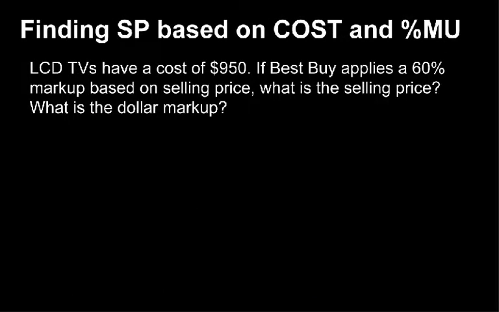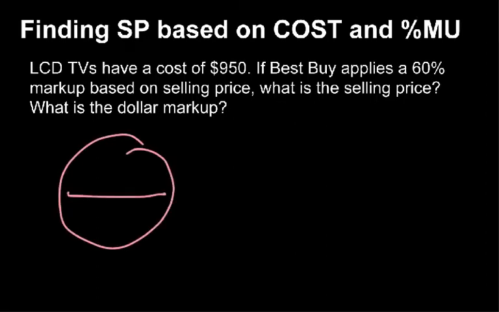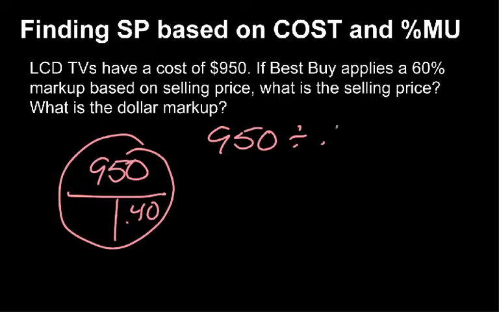Okay, and another example says LCD TVs have a cost of $950. If Best Buy applies a 60% markup based on selling price, what is the selling price and what is the dollar markup? Well, let's find the selling price first. We know the cost is $950, so that goes as our portion. Best Buy applies a 60% markup based on selling price, which means the $950 is actually only 40% of the selling price. So if we do $950 divided by 0.4, we end up with $2,375.